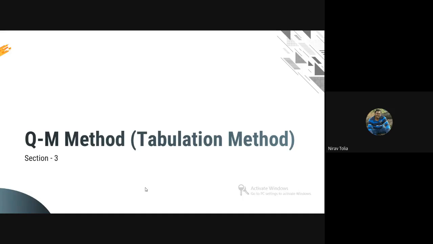The QM method is useful to reduce the function only, and its name is QM because the full name of QM is Quine-McCluskey. It is the Quine-McCluskey method, but generally we know this method as the tabulation method.